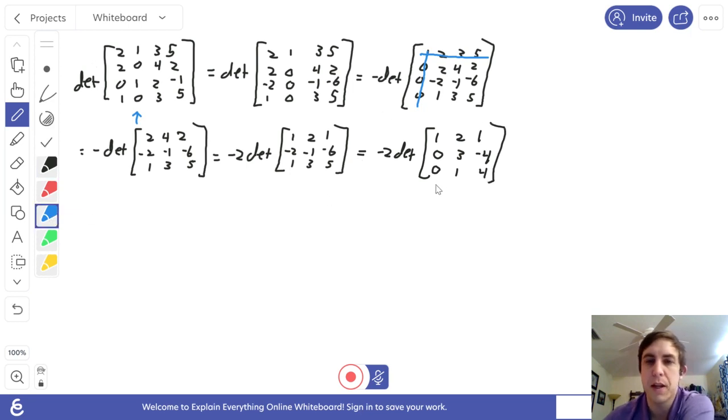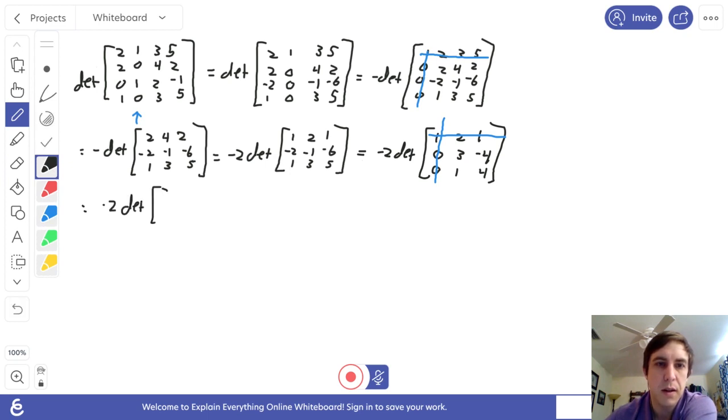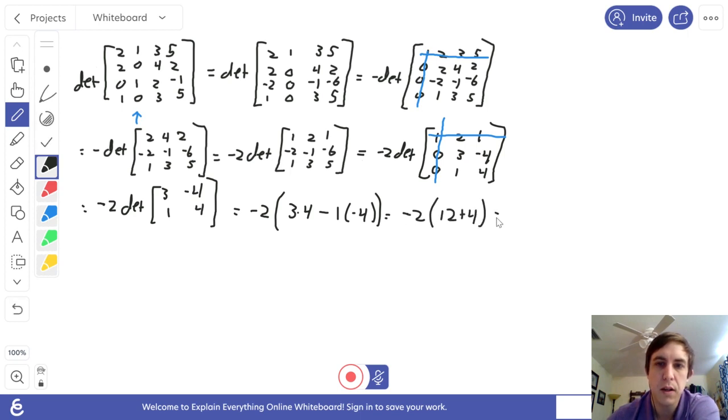Now once again, we've got the first standard basis vector in the first spot. So we can reduce the dimension once more. We've got -2 times the determinant of a 2 by 2 matrix. And again, there's several different ways that we could compute this 2 by 2 determinant. I think what I usually do is simply take the product of the diagonal and subtract off the product of the anti-diagonal. In other words, we'll do 3 times 4, and we'll subtract off 1 times -4. We've got -2 times 12 plus 4. We've got -2 times 16. So our determinant of our matrix is -32.